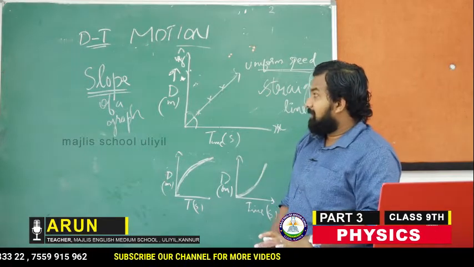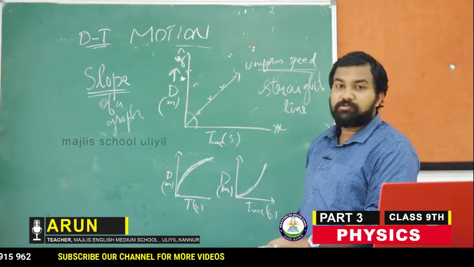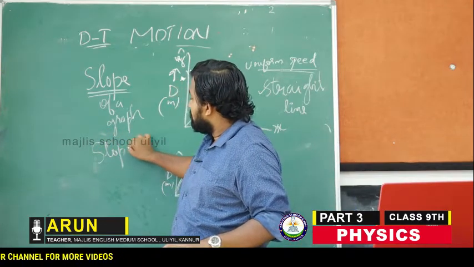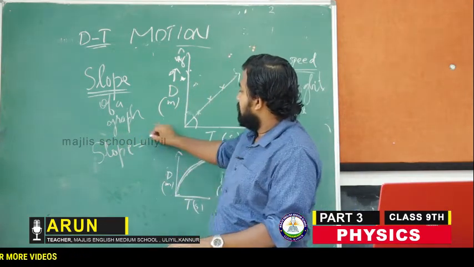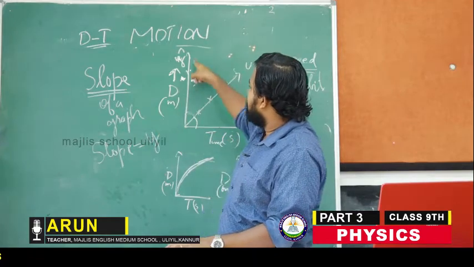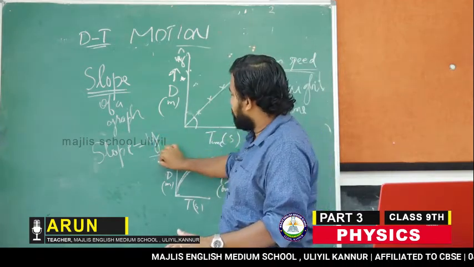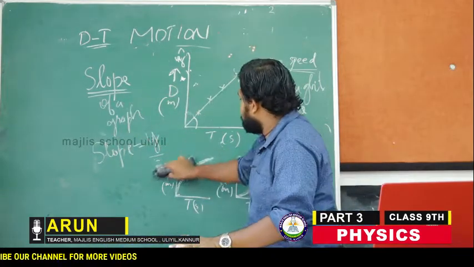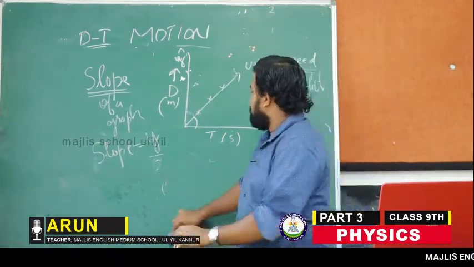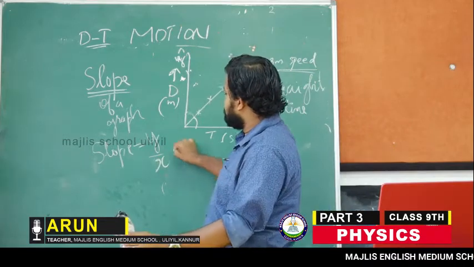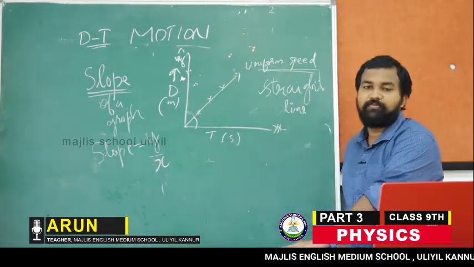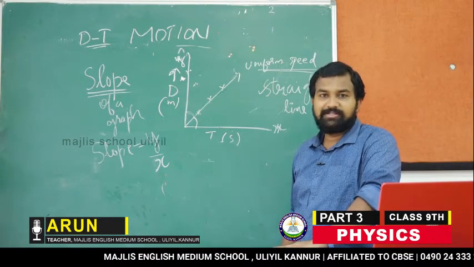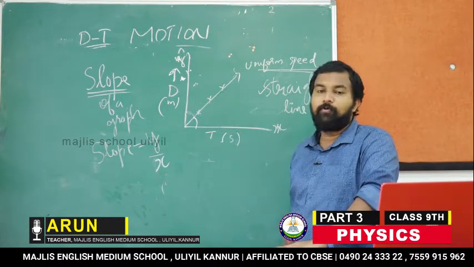In mathematics, if we want to find the slope of a graph, slope is equal to the quantity in the y-axis divided by the quantity in the x-axis. The quantity in the y-axis divided by the quantity in the x-axis will give you the slope of that graph.